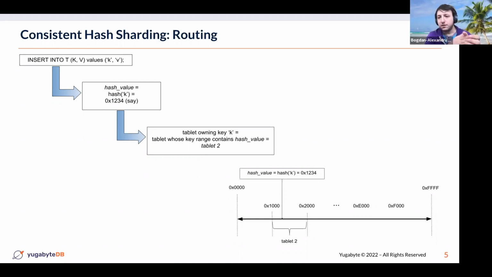So maybe in this particular example, where we're looking from 0000 to FFFF, and we're chunking, let's say, into 16 tablets, we go from 0000, 1000, and so on and so forth. 16 tablets uniformly distributed, each taking care of 1/16 of all your space.